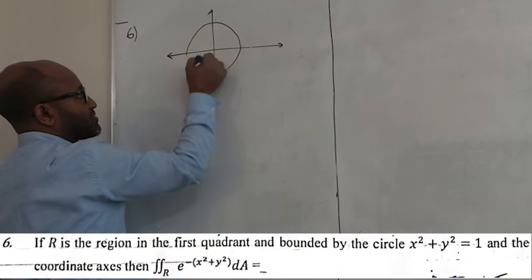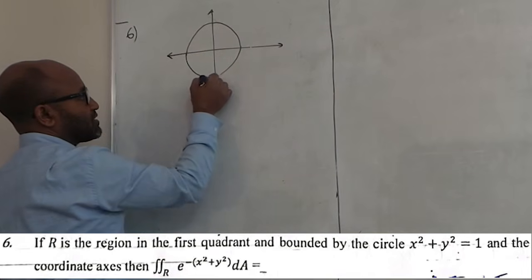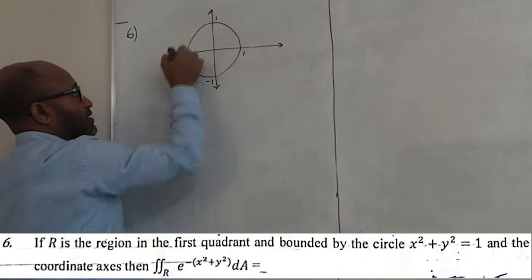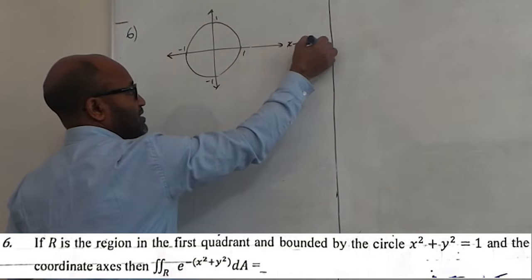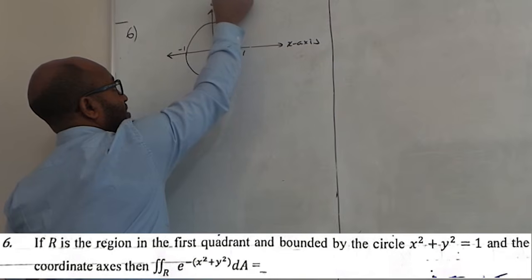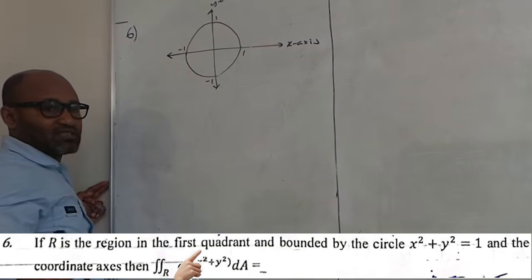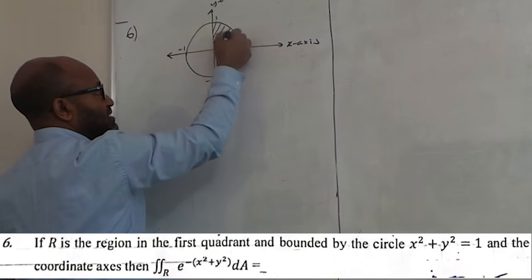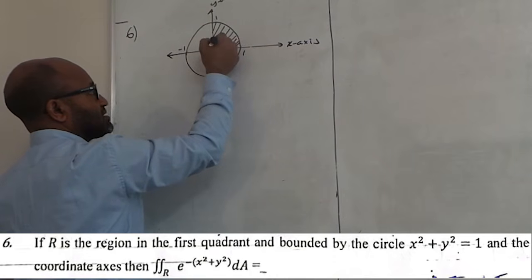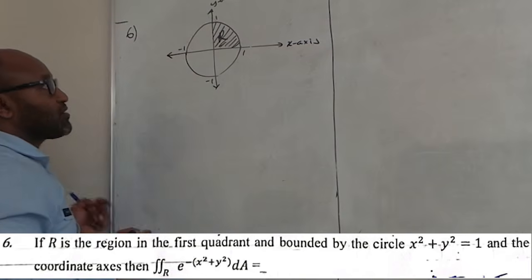x square plus y square is equal to 1. A unit circle and the axis, x-axis, y-axis in the first quadrant. The region R is in the first quadrant. So by the circle and the axis is this region. This is our region R.